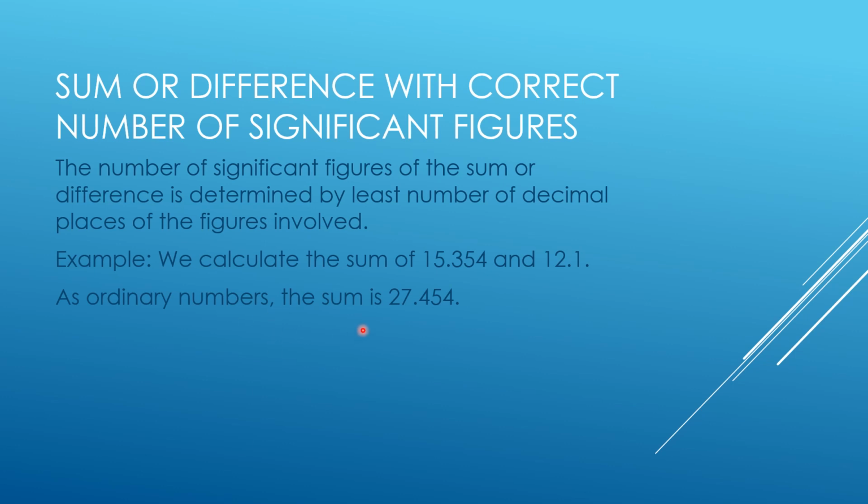As ordinary numbers, the sum is 27.454. But the sum should be expressed in 1 decimal place because between 15.354 and 12.1, 12.1 has the least number of decimal places, which is 1. So it is just right that in our answer, 27.454 must be rounded off to 1 decimal place. Hence, the sum with the correct number of significant figures is 27.5.